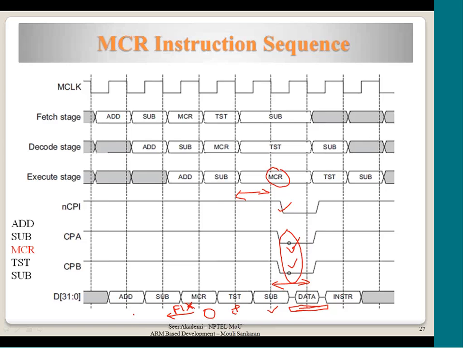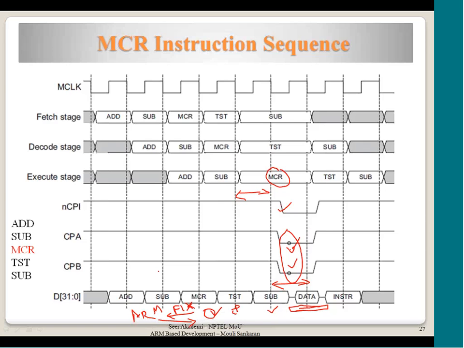So, that time the busy wait will be more. But if the transfer is from ARM to the coprocessor, the register value is copied into the coprocessor, and then it is performing the job. So, ARM can continue with its execution during this time.